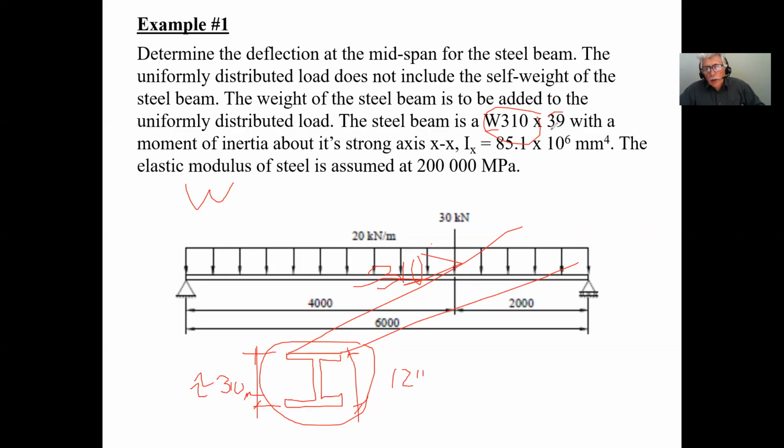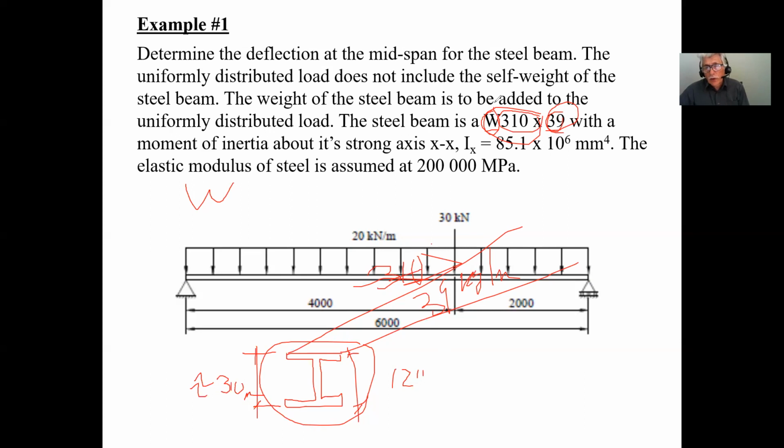And the 39 means that this thing weighs 39 kilograms per meter. So this is the mass per unit length, this is the nominal depth, and this is the shape of the beam. That's what these three things designate.